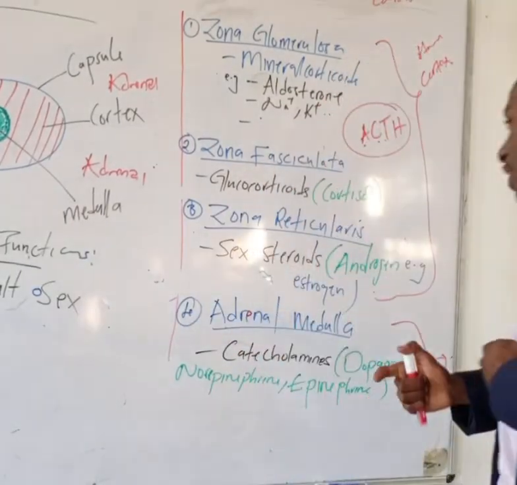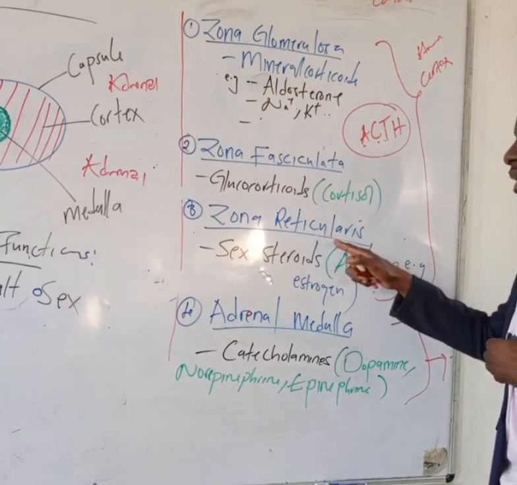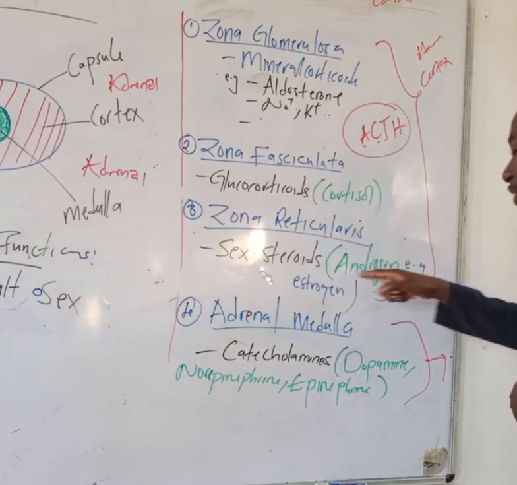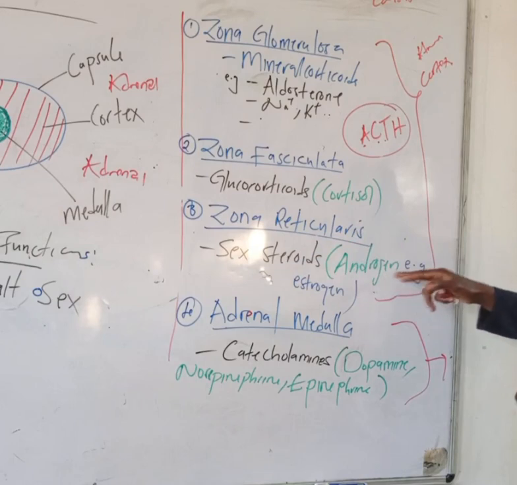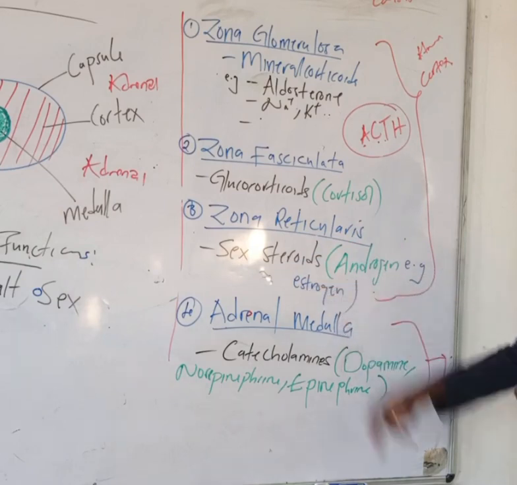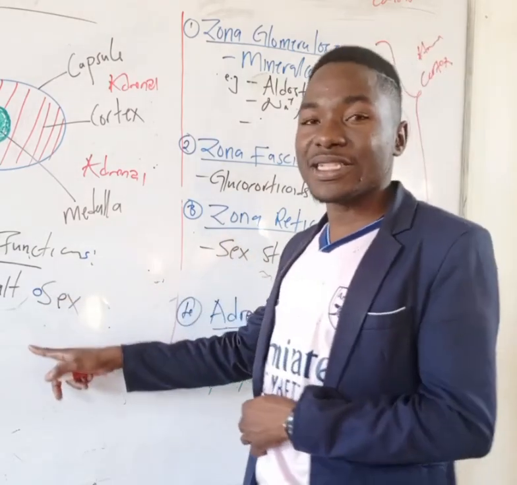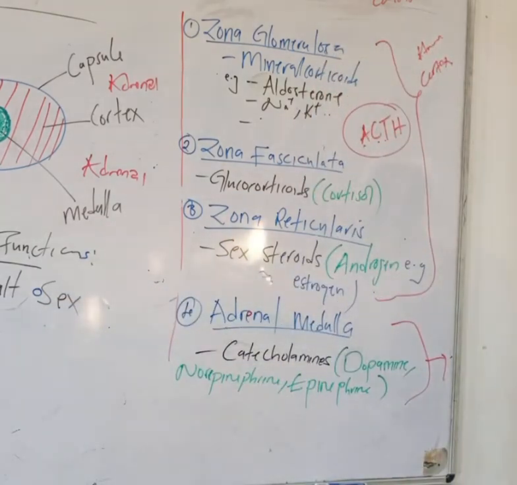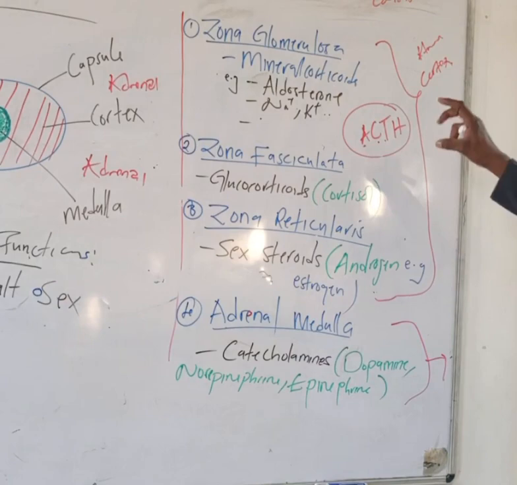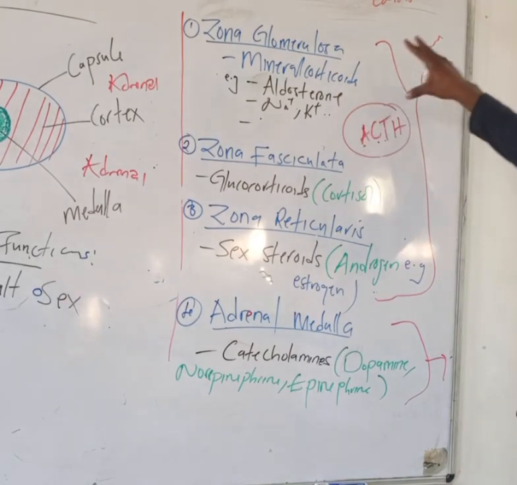But what is important to remember is that the zona reticularis produces the sex steroids, such as all these androgens and estrogen, and they participate in sexual function. That is why sexual function comes from the adrenal cortex. So that is basically the introduction to the adrenal cortex.